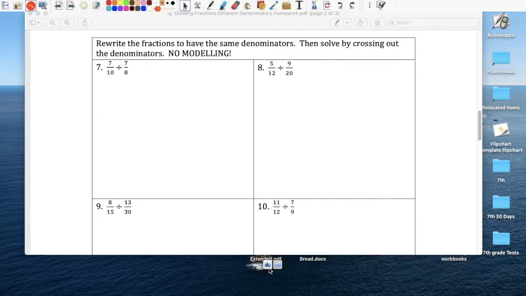The back here, we don't need to draw because the numbers are too big. So the LCM here was 40.